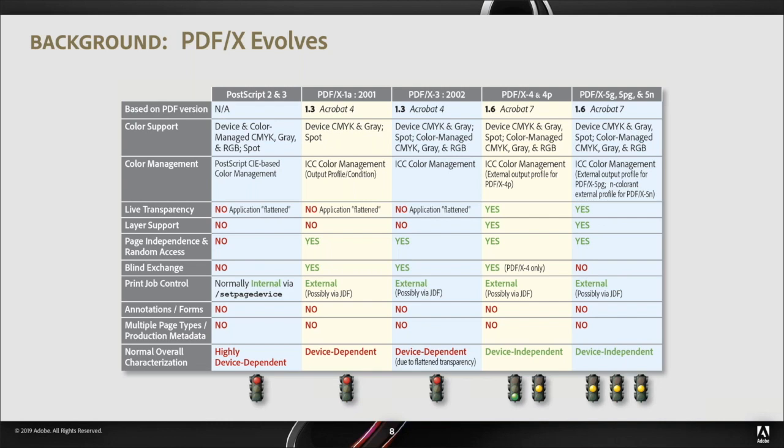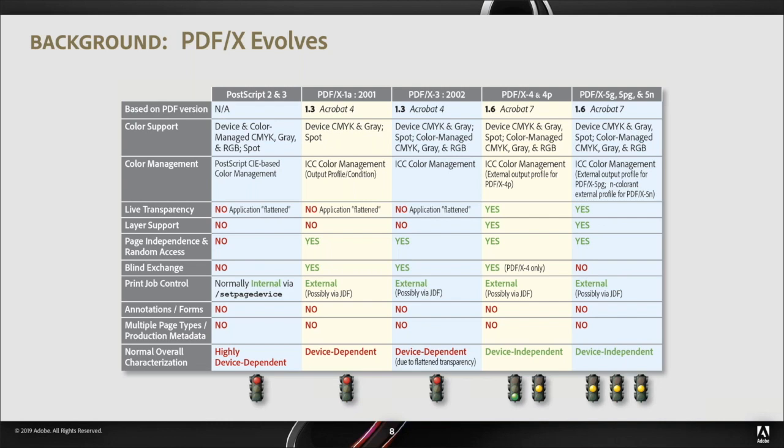As we moved along, we got to what we currently have as the standard that is the one most recommended in terms of printing, and that is PDF/X-4. PDF/X-4 is based upon PDF 1.6. It not only supports device CMYK and gray and spot colors, but color managed colors as well, ICC color managed. Supports live transparency. No reason to flatten transparency. If you flatten transparency, you basically created a device-dependent PDF. RIPs can handle this. It can handle layers. It can handle page independence. We have job control that's external.